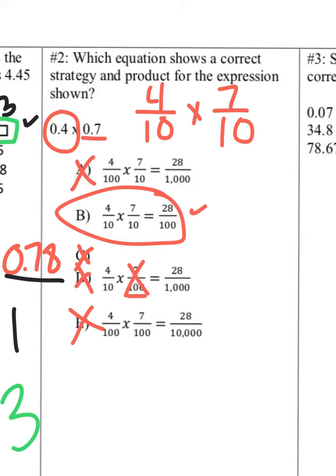Because that's the only one that shows 4/10 times 7/10. And when you multiply across, 4 times 7 is 28. And then 10 times 10 is 100. So this is good to go. The answer is going to be letter B.